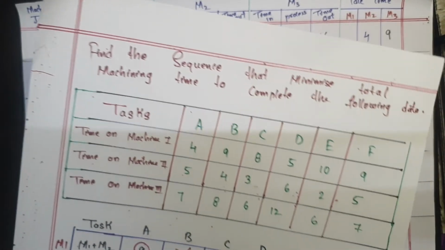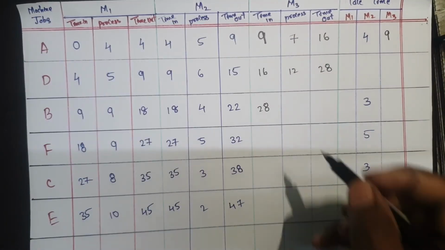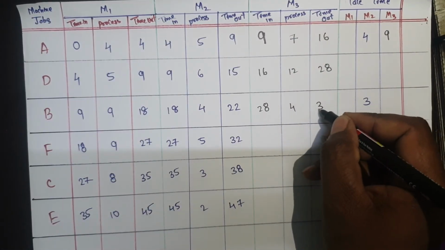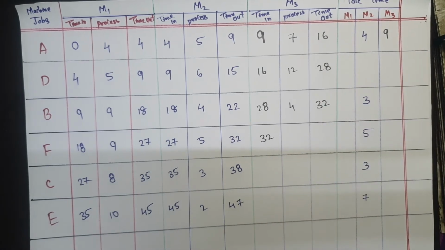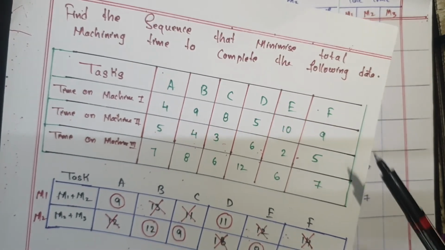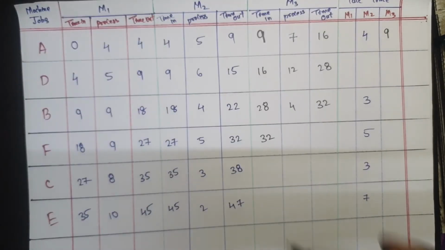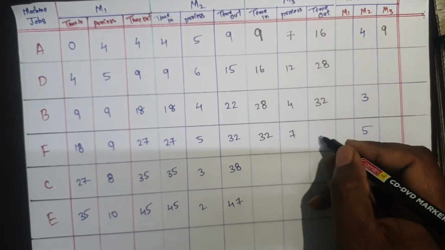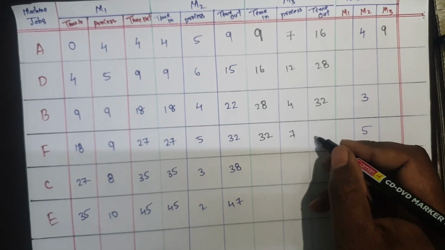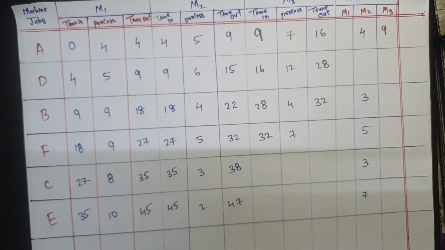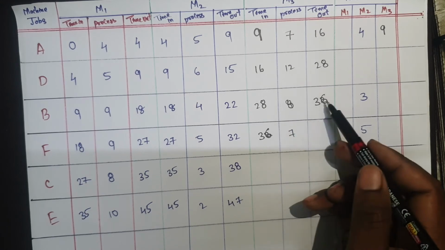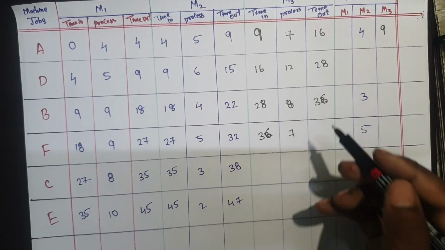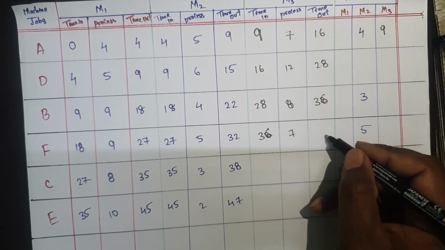After that, in B, as you can see, what is the value here? 4 is there. So, how much will it be? 32. So, 32 you can transfer here. Then in F, what is the value? 7. If you write 7 here, how much will it be? 36. So, here 36 plus 7. 36 you can transfer here. After this one will become 43.